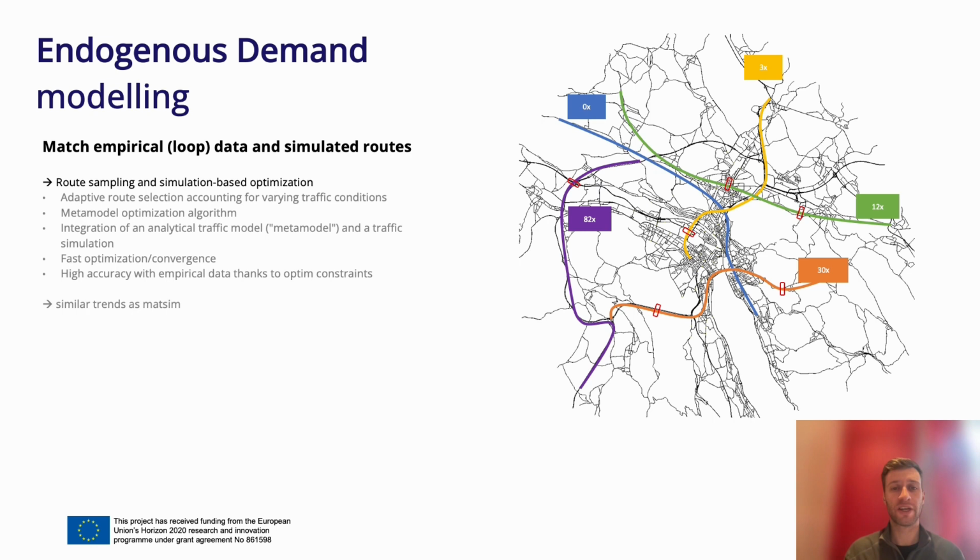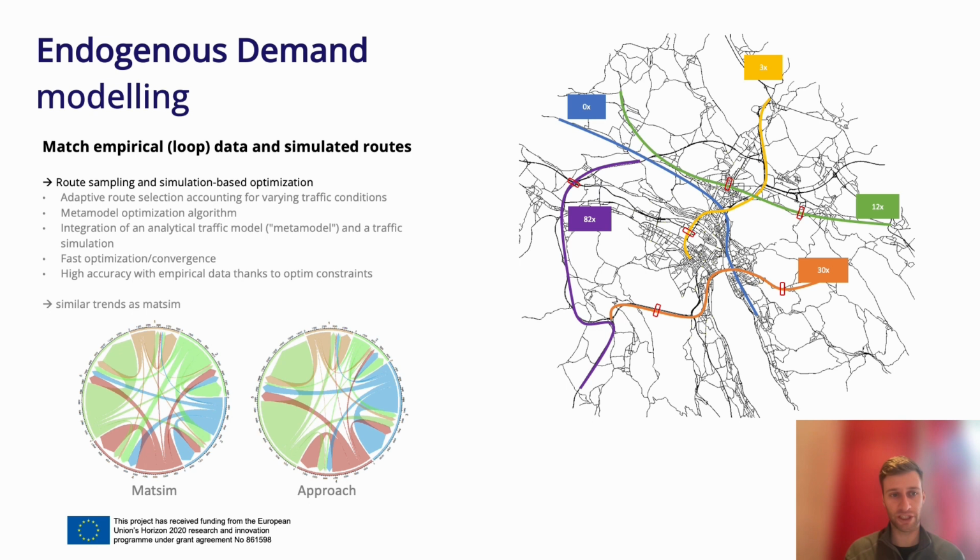What we find then is that we have fairly similar trends as MATSim, which is a multi-agent transport simulator, which you might have heard of. This is a diagram that shows you five different regions in the city of Zurich. And you see similar incoming and outgoing trends within these five regions coming from MATSim versus this endogenous demand approach, which is solely based on loop detectors.